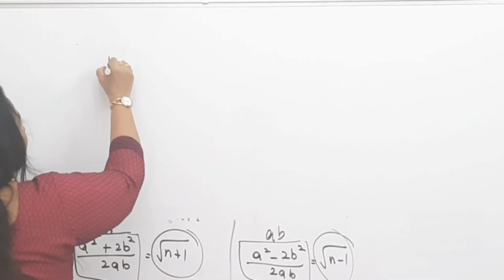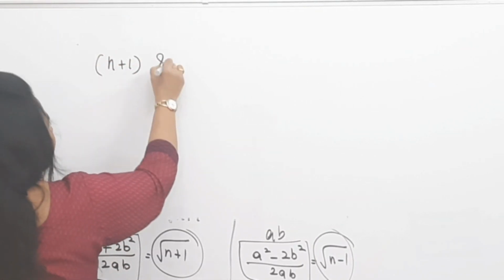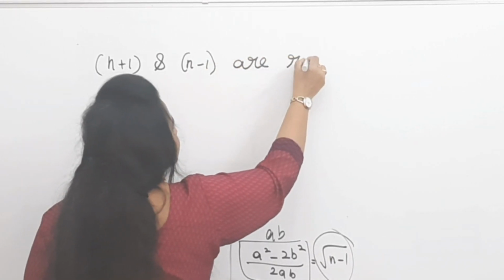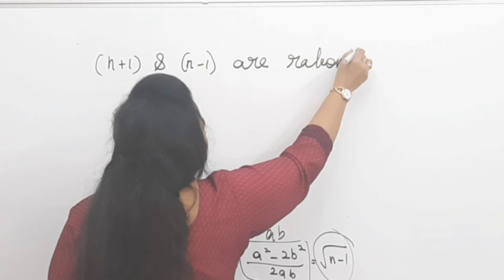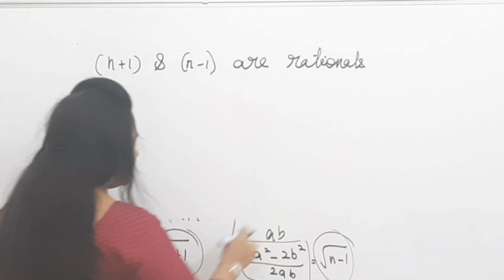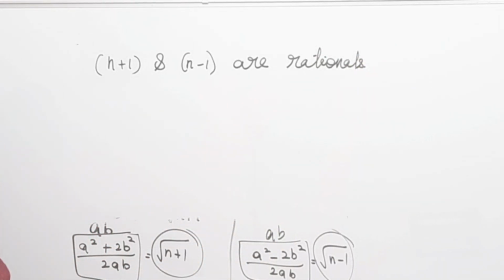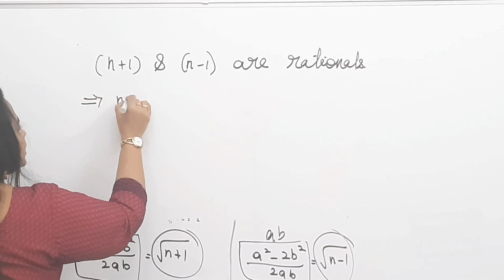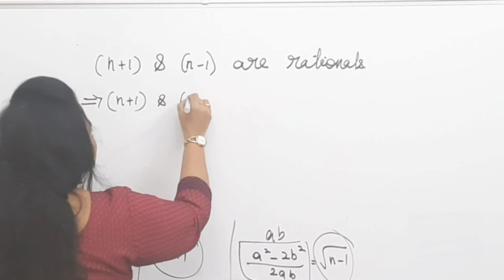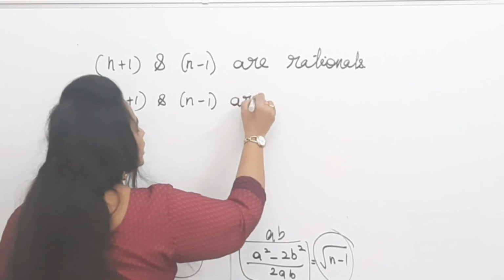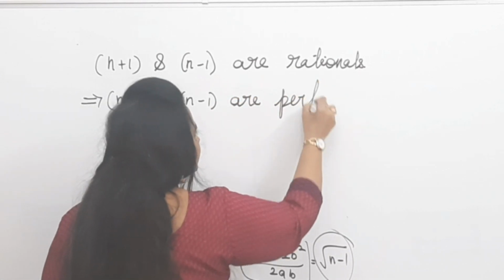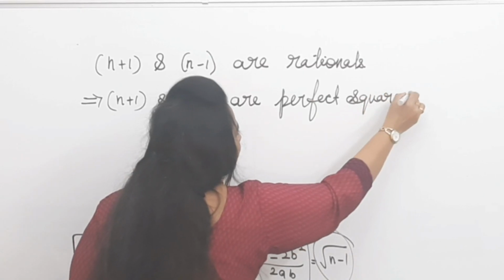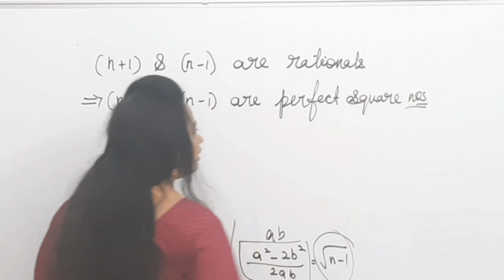So children, root n plus 1 and root n minus 1 are rational. Why? Because the left hand side is rational for these two expressions, so the right hand side automatically becomes rational. But when it is rational, surely it means n plus 1 and n minus 1 are perfect square numbers. You should understand from the concept. So what are the perfect square numbers?